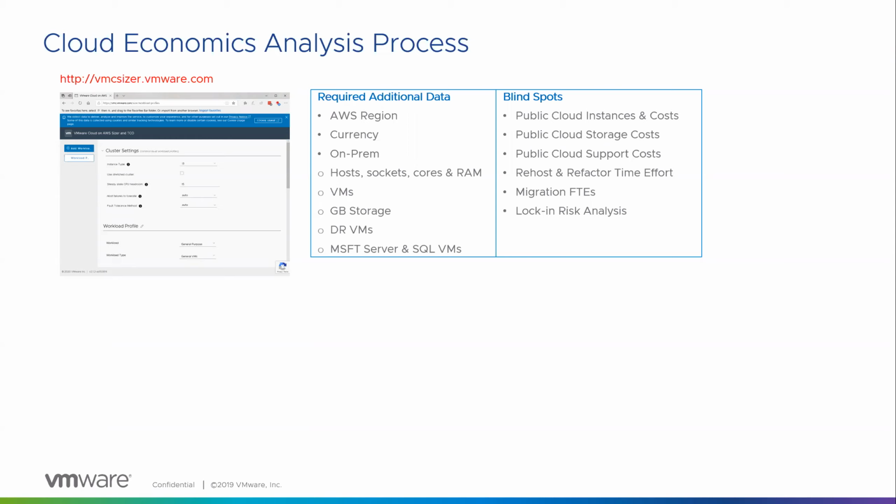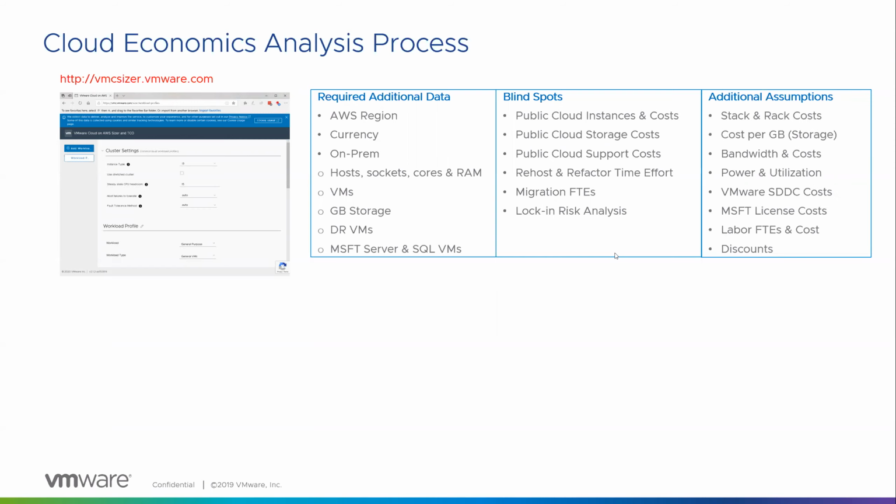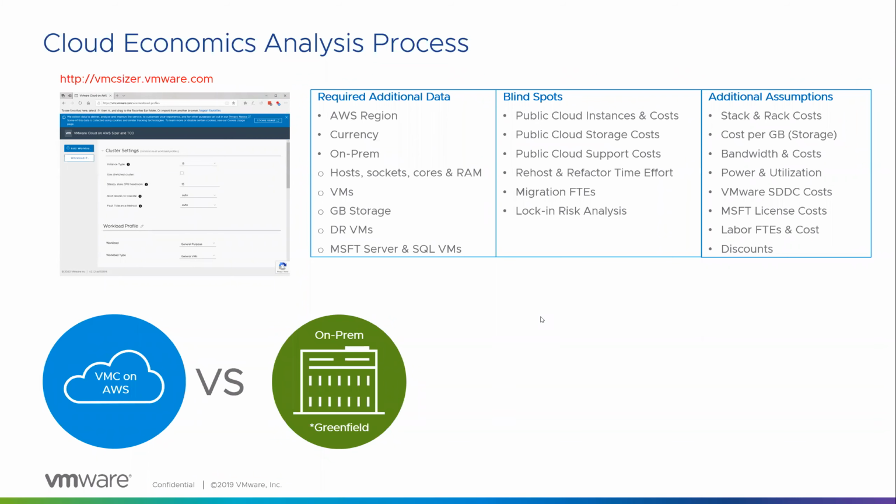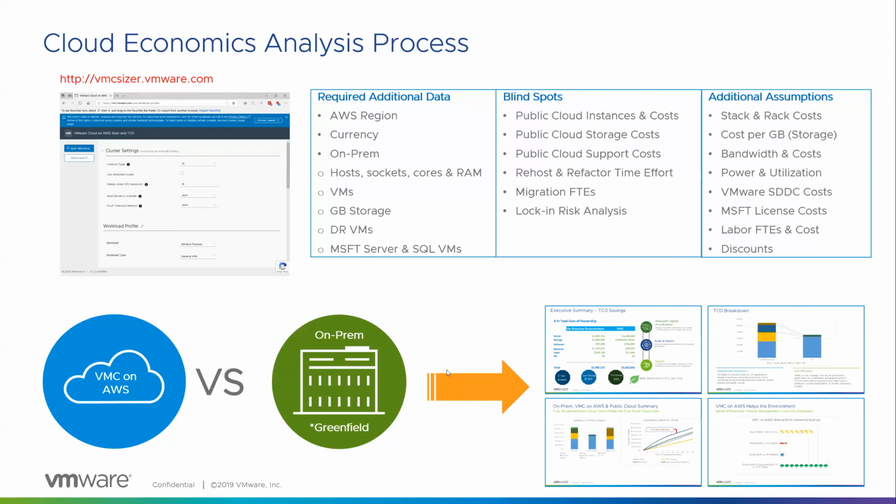I'll give you my contact at the end. We also take a look at your labor, and then we establish risk. We then have a bunch of assumptions baked in, including rack cost, power cost, bandwidth, labor, and discounts. Then we take a look at what is on-prem versus VMware Cloud on AWS, and we provide you with the output.